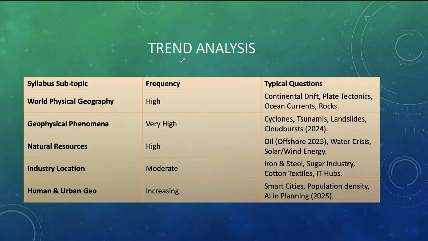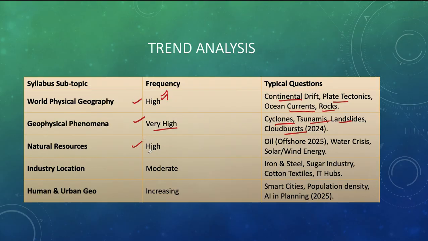If you look at the trend analysis in the UPSC mains exam, world physical geography is where the frequency is very high. A lot of questions have been asked, especially from continental drift, plate tectonics, ocean currents, and rocks concept. And with respect to geophysical phenomenon, questions are picked from both static as well as current affairs concepts. Cyclones, tsunamis, landslides, and cloudbursts have frequently appeared in the UPSC mains examination.